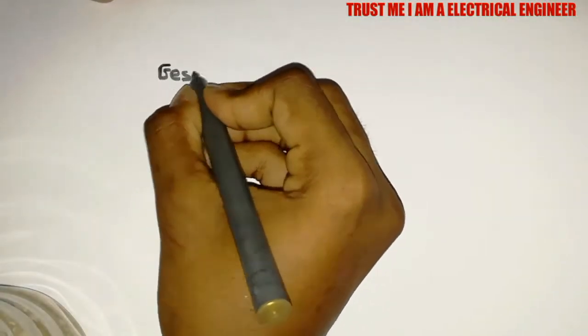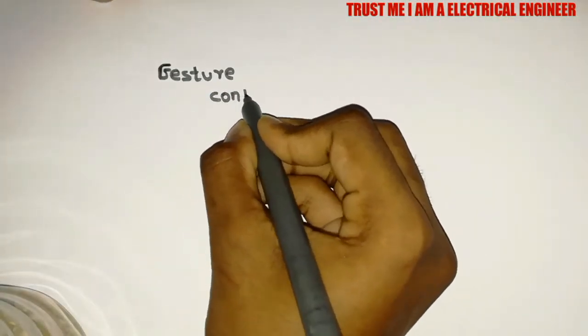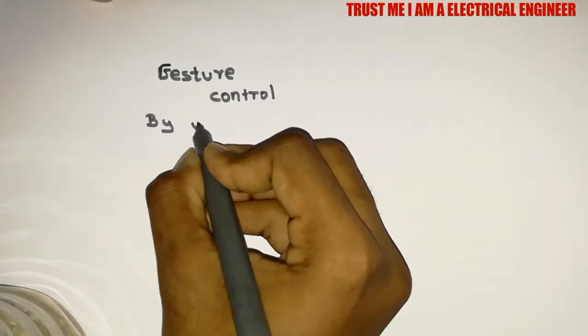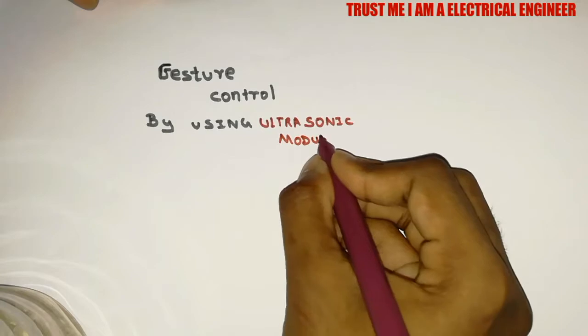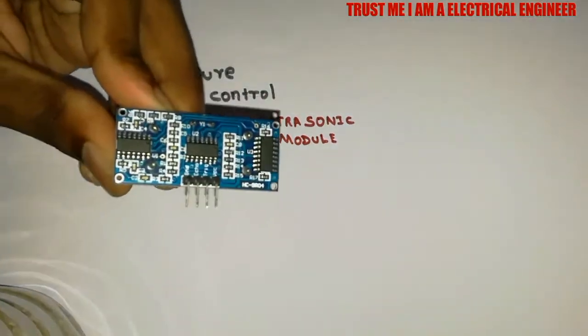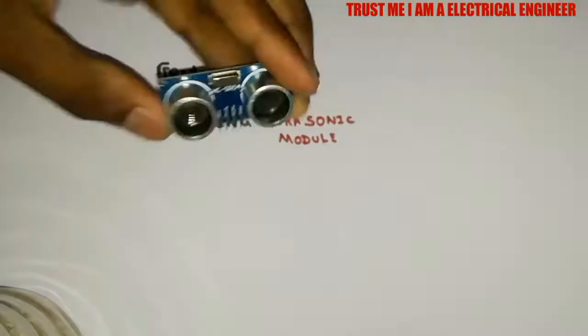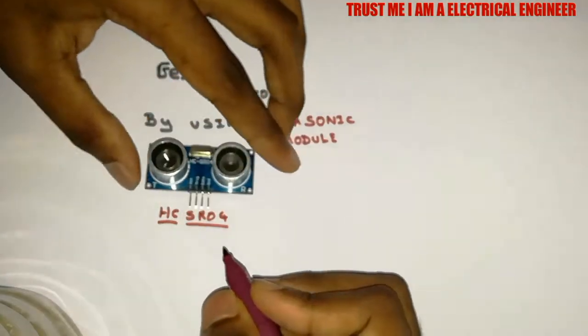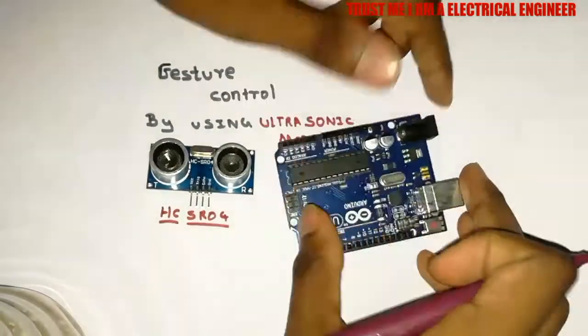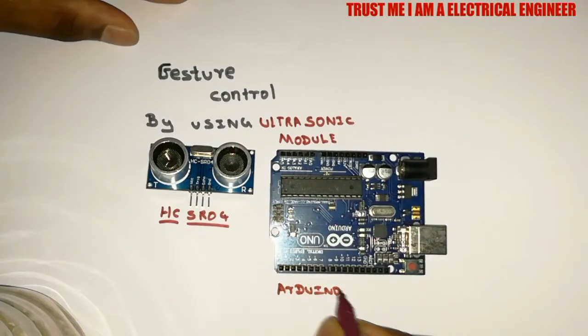Hello everyone, today we are going to see how to make a gesture control by using Arduino and ultrasonic sensor module. Okay, this is the ultrasonic sensor module HC-SR04, and here I use the Arduino Uno board.